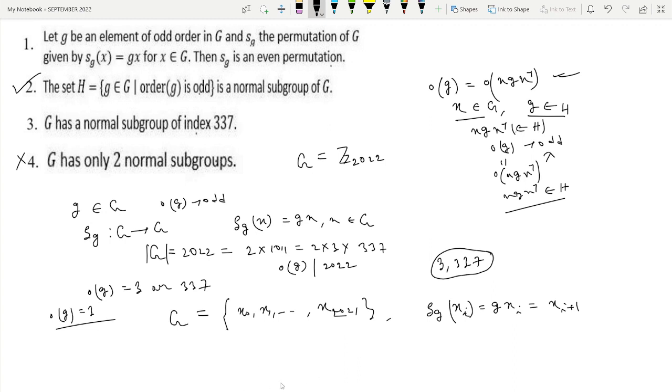Now see, just calculate this. S_g(x0) is g x0, and this is our x1.